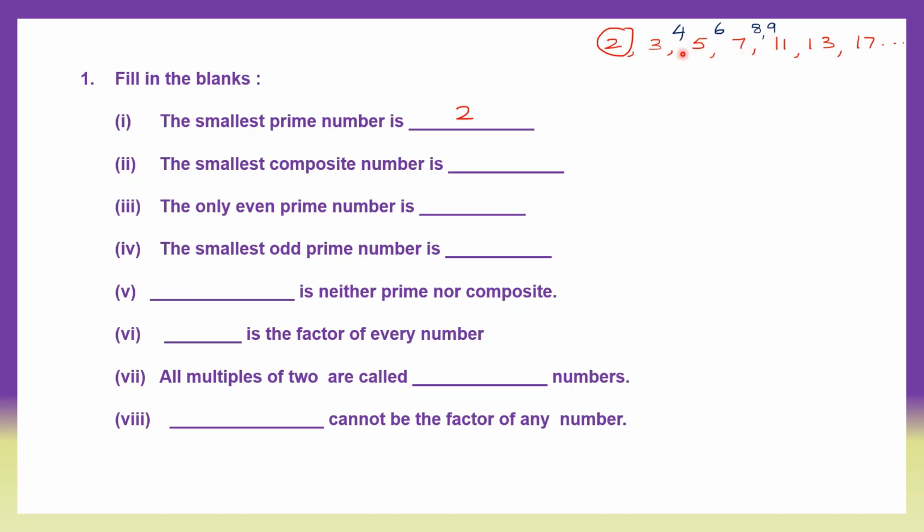So here, which is the smallest composite number? As you can see, 4 is the smallest composite number. So let's write our answer there, 4.